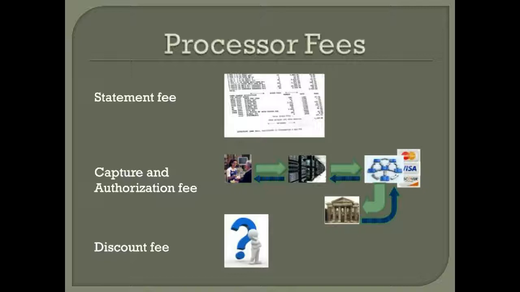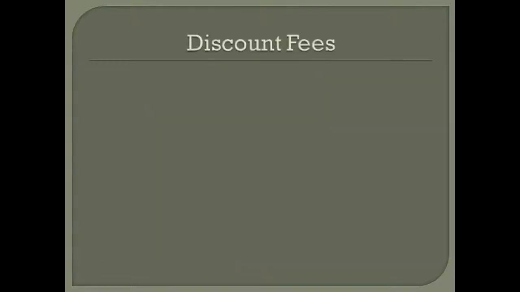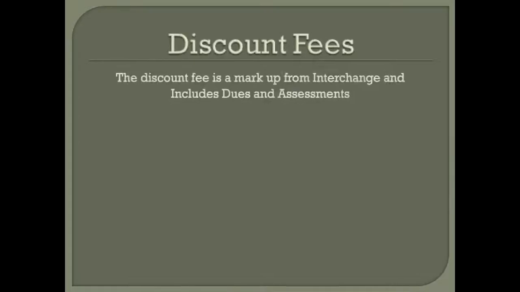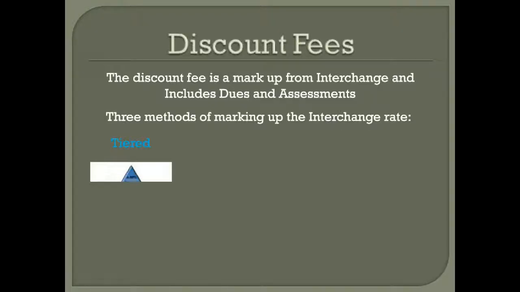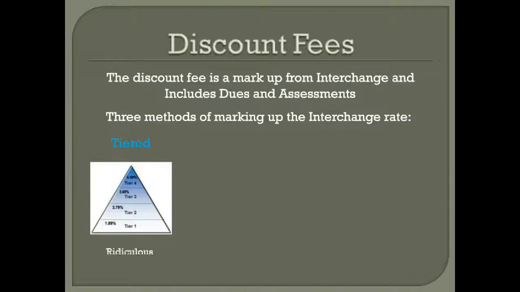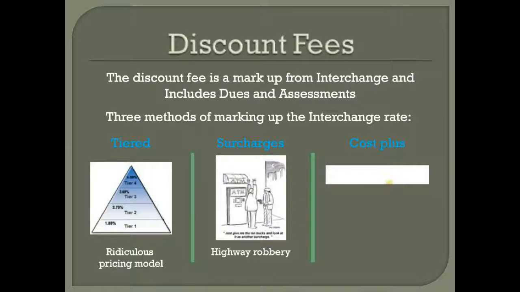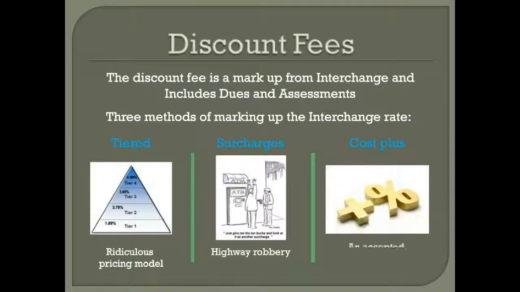So let's cut to the chase and examine the often misunderstood discount fee. The discount fee is the fee that processors mark up from interchange, which includes dues and assessments. There are typically three methods used for marking up the rate: tiered pricing, often called bucket pricing, surcharges, and cost plus. Let's examine each pricing method.